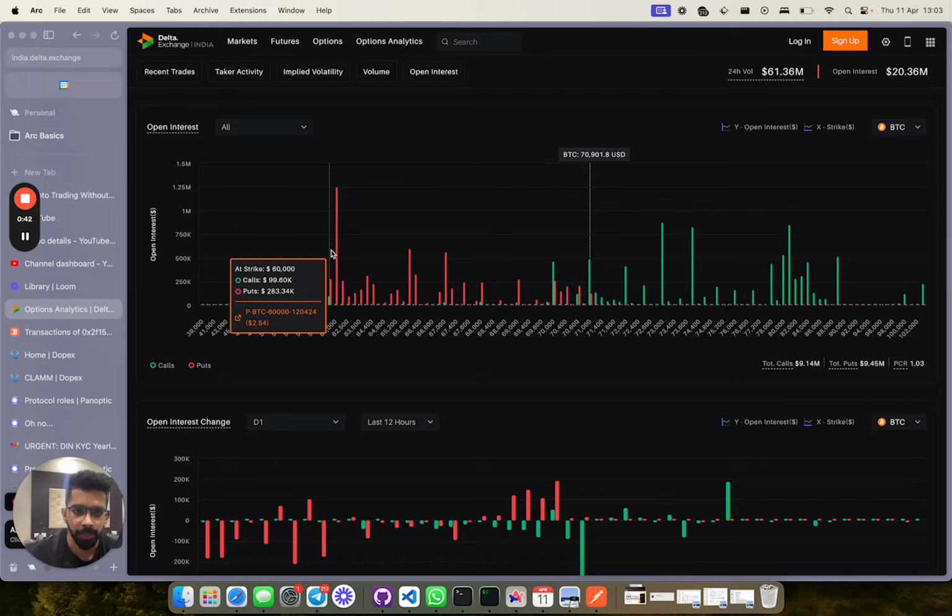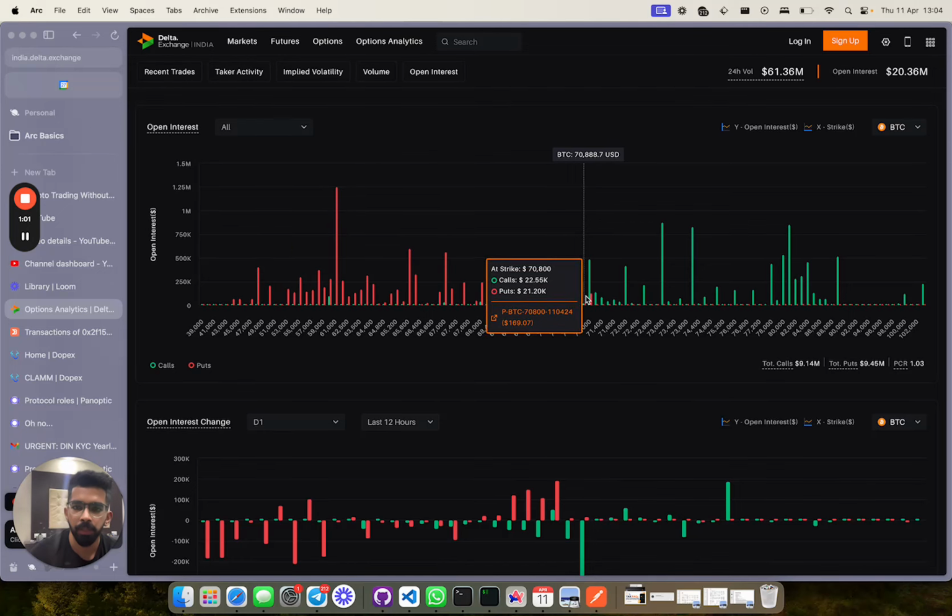Notional open interest has been created. What does this mean? One Bitcoin is roughly $70,000. So 99k worth of calls would mean roughly 1.5 Bitcoin, and for the puts it would mean approximately 4 Bitcoin worth of put options have been bought and sold at this strike.